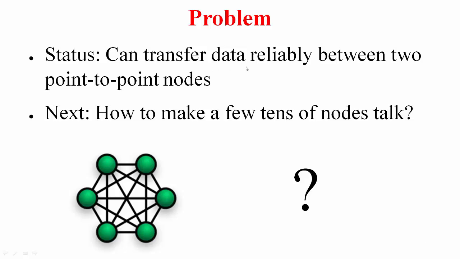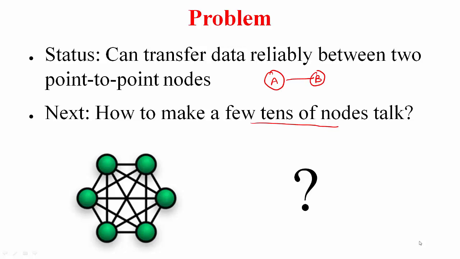We have covered all the required functionality to reliably transfer data over a point-to-point link. But how useful is such a two-node network? You don't want to get stuck talking to the same person all the time. So we want to make at least a few tens of nodes talk. Our final goal is to make millions of nodes talk, that is the internet, but we will get there incrementally. But first, let's look at how to make a few tens of nodes talk.